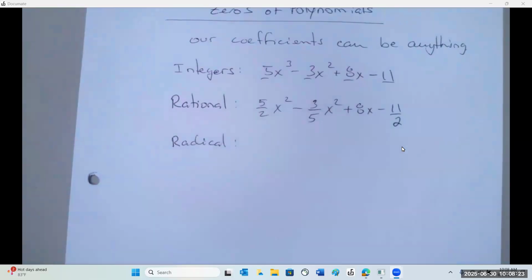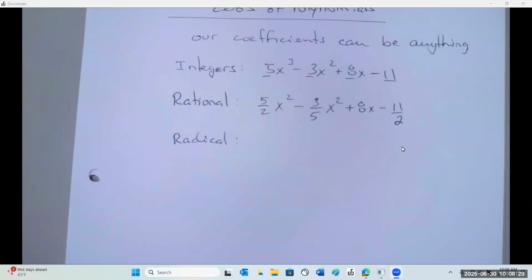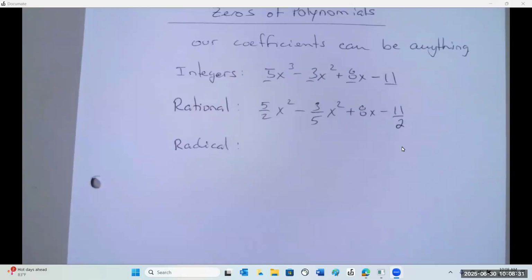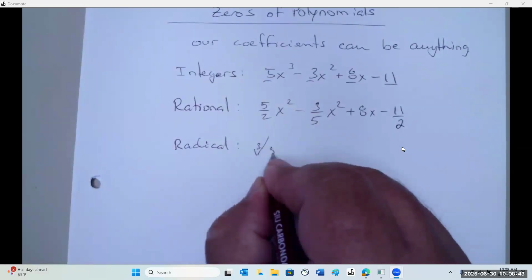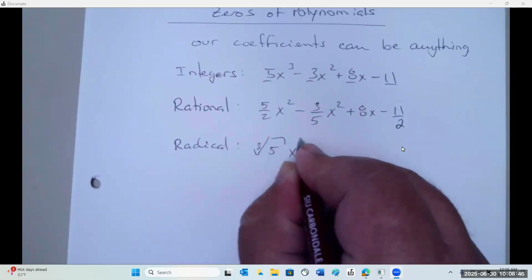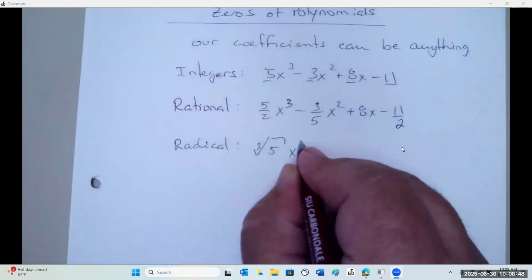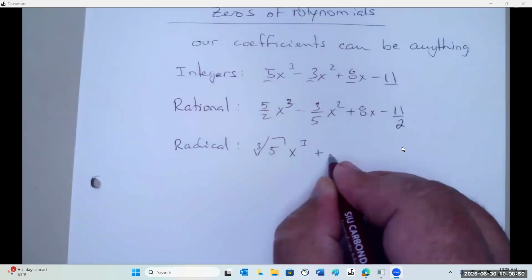They can be radicals. Remember, I told you our first week of class, mathematics is a language. You have to know the language. We've been using these words all throughout the semester. What does a radical equation look like? The square root or nth root. It could be anything now.